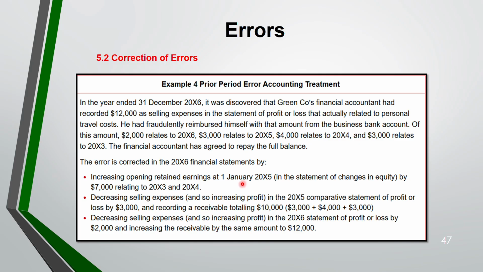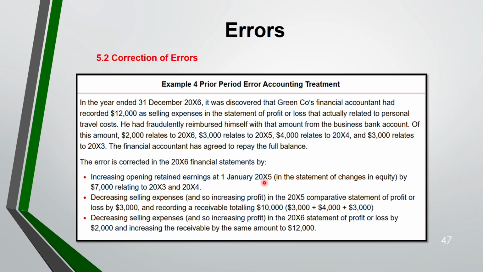Why 1st Jan 2005? It's a comparative period for 2006. Your year end is 31st December 2006, but you need not 31st December 2005, but from 1st Jan 2005. You have to go 2 years back. Always go 2 years back from 31st December 2006. That's how you get the opening of a prior period. That is 1st Jan 2005. Always do this. Always minus 2 years. So from 31st December 2006, if you go 2 years back, starting is 1st Jan 2005.